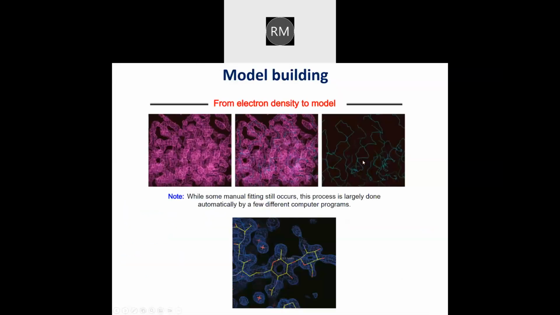So for example, here there is electron density, then you fit the atoms and you get to see where my atoms and ligands are bound in the protein structures.